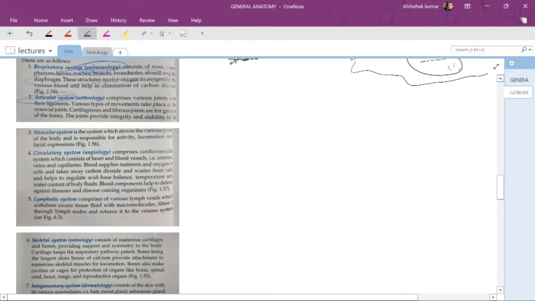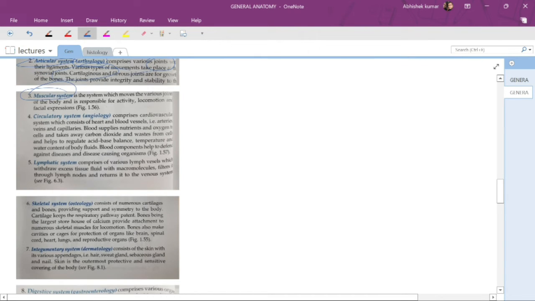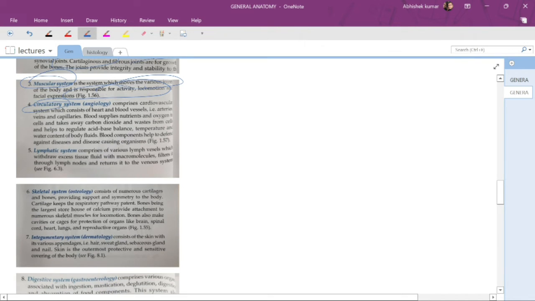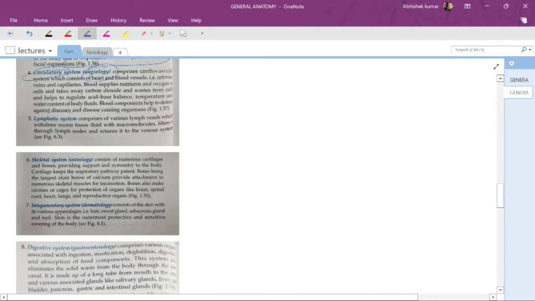Now the articular system or arthrology talks about the joints, synovial joints, fibrous joints, and all that. The muscular system talks about the muscles that normally help in locomotion of the body. The circulatory system or angiology comprises all the cardiovascular things like blood vessels, arteries, capillaries, anastomosis, sinusoids, etc. The lymphatic system comprises lymph vessels that contain lymph. The difference between lymph and blood is that lymph contains all the components except the blood plasma proteins.